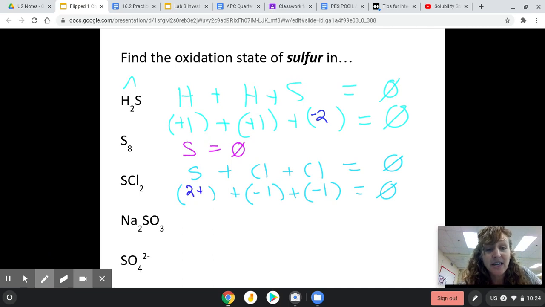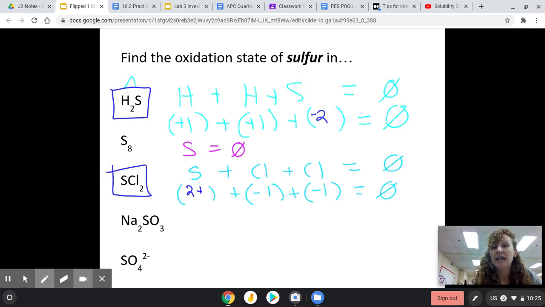Notice the oxidation state of sulfur in this molecule is different than the oxidation state of sulfur in the first molecule. This is a really good example of the fact that in these two cases, sulfur is not an ion. It's not an ionic compound, right? It's a covalent compound. So in both of these cases, there aren't real charges in the molecule, but real electrons still can get transferred out of this molecule or into this molecule, depending on what reaction it's a part of.